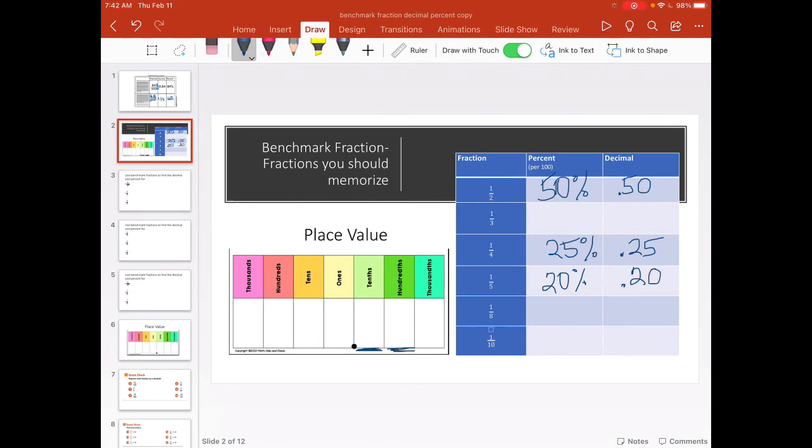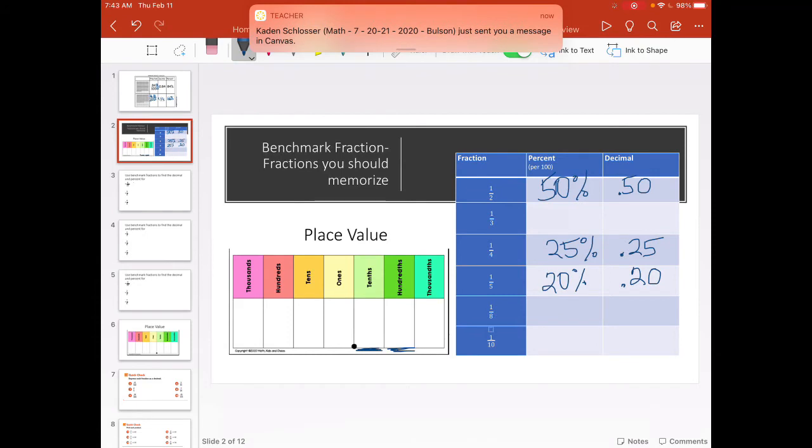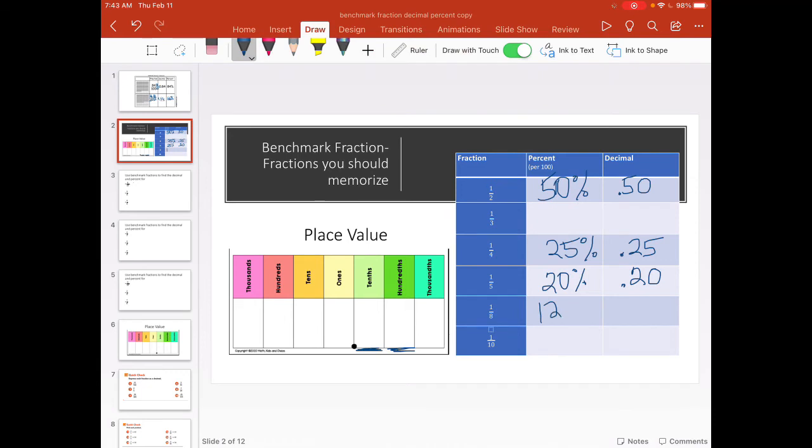All right, if I go back up to my fourth, and if I cut a fourth in half, well, that means that each of those fourths get cut into 2 pieces. So then we have an eighth. So I'm going to cut my 25% in half. But how do we do that? Because 25 is not even. So I'm going to think, okay, 24. 24 is even. So there's 12. And then I've got 1 left over. I'm going to cut that in half. So we have 12.5% for an eighth.